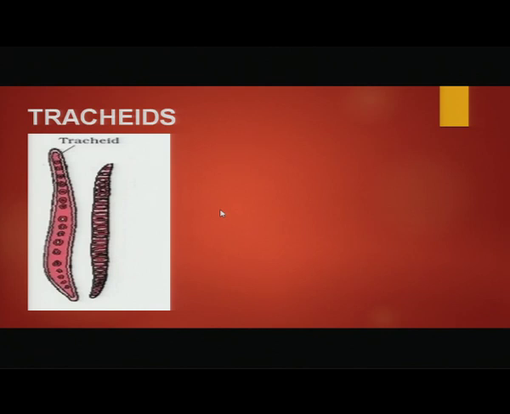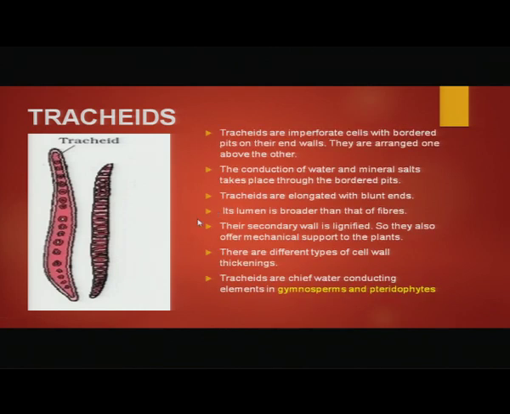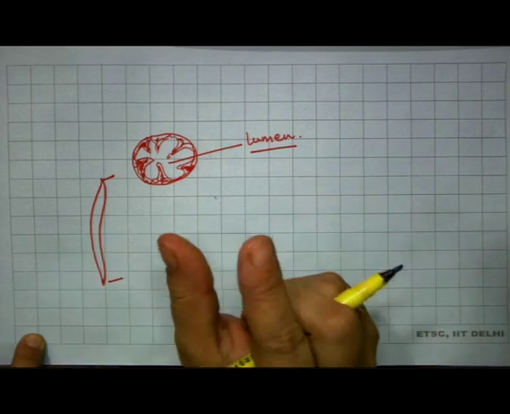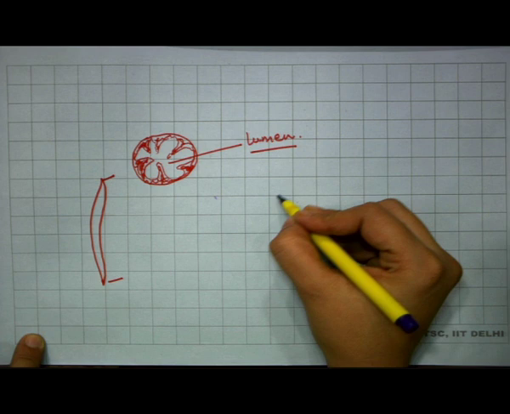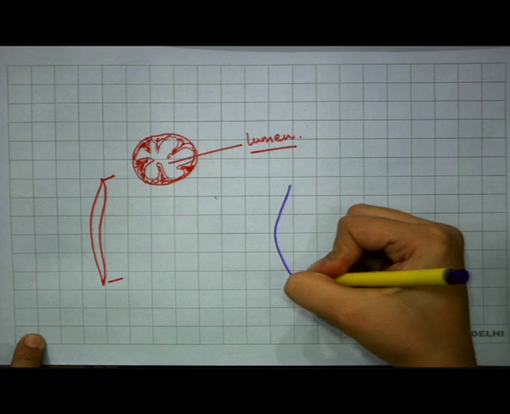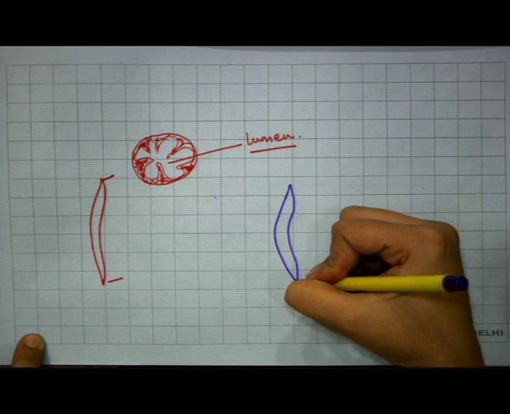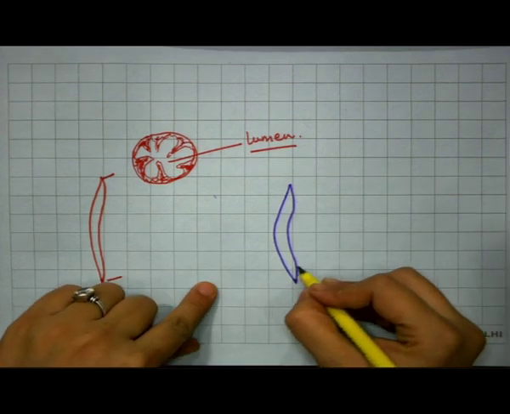This is a figure of tracheids given in your NCERT book also. What are tracheids? Tracheids are imperforate cells with bordered pits on their end walls, and they are arranged one above the other. Look here, when we draw tracheids, they are just like fibers also, but their lumen is much broader. So, we can draw a tracheid like this. This is one tracheid, and how is it arranged in the plant?